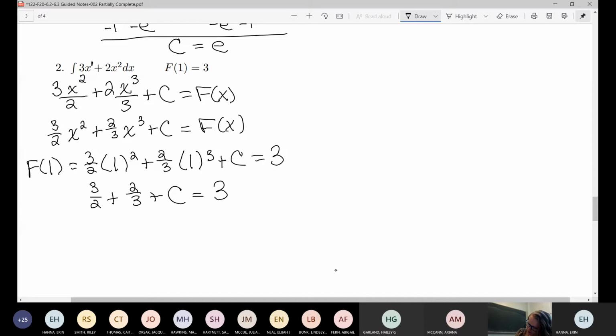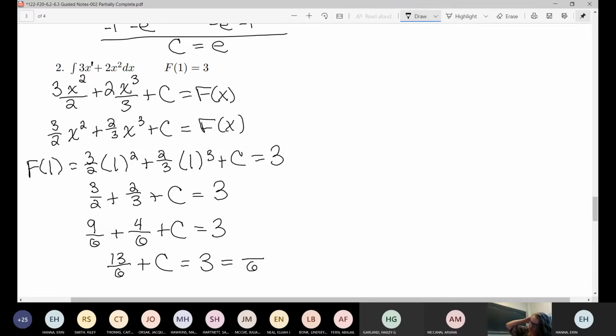Now I want to combine together these two fractions, so I'll need a common denominator. I've got a common denominator of 6. So then I have to multiply the first fraction by 3, so I'll get 9/6, and the second fraction by 2, so I'll get 4/6. So I'll get 13/6 plus c equals 3. And if I put that 3 over 6, 6 times 3 is 18, so that'll give me 18/6.